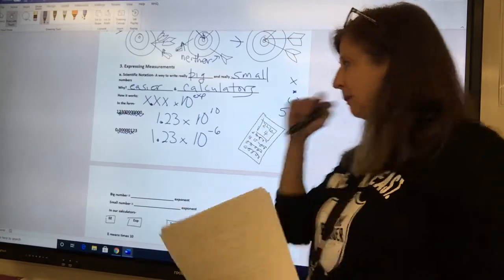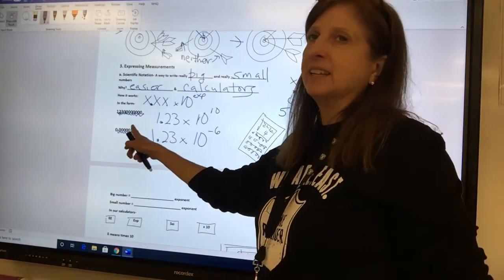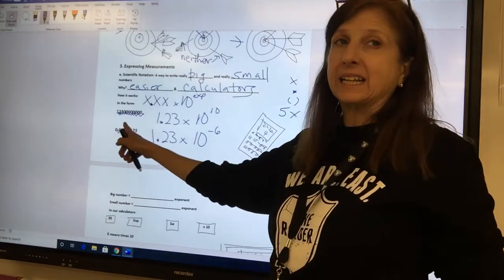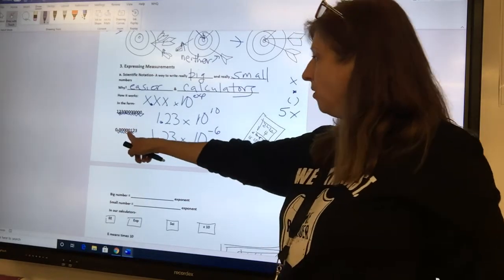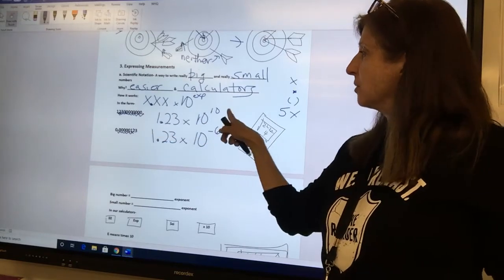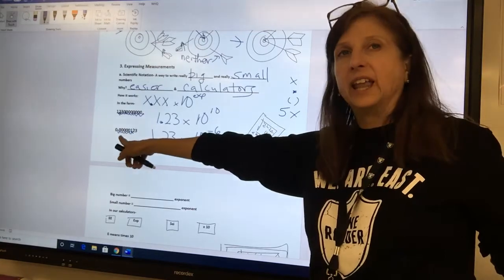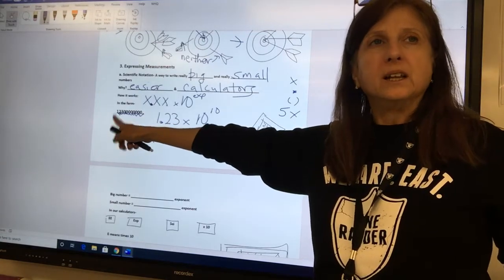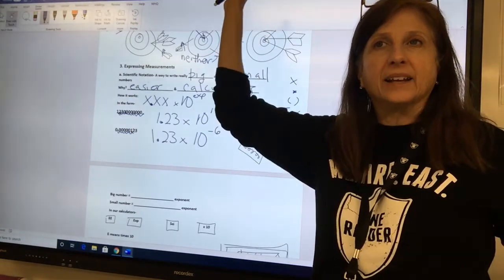Okay, did you get it? So it's 1, 2, 3, 4, 5, and then it's got to hop over the 1 to get in its place. So it's 6 hops. And because it is a small number, the exponent is negative. Really big numbers, the exponent is positive. Really small numbers, things that are less than 1, things that start with 0 point, those are going to have a negative exponent. Any questions about that?